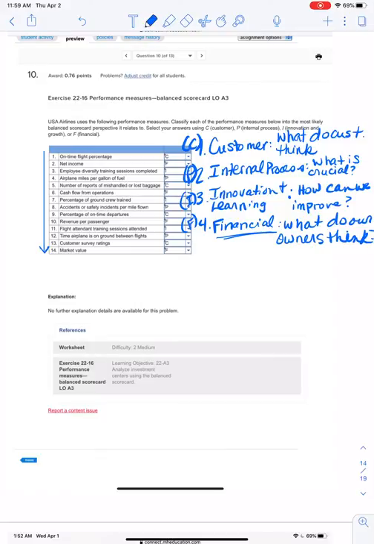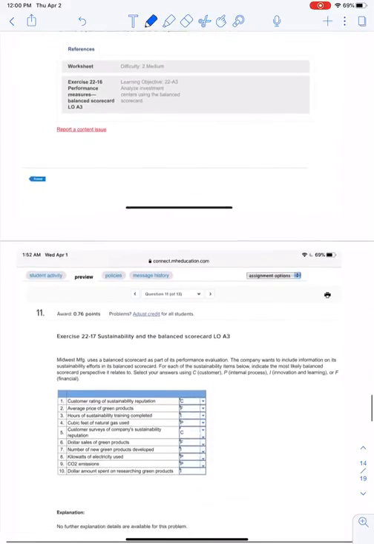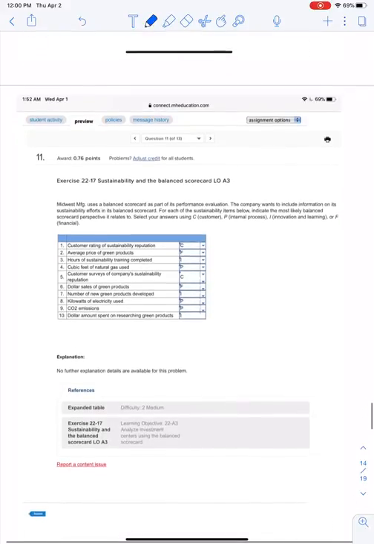it helps our customers because it provides more availability to those customers. The next piece here is customer survey ratings. Well, of course, if the customers are rating us, that is definitely a customer-focused item. And finally, market value. Market value, of course, is also going to be a financial metric. So now that we've worked through these different performance measures, we hopefully have a better understanding of exactly what the balanced scorecard is.